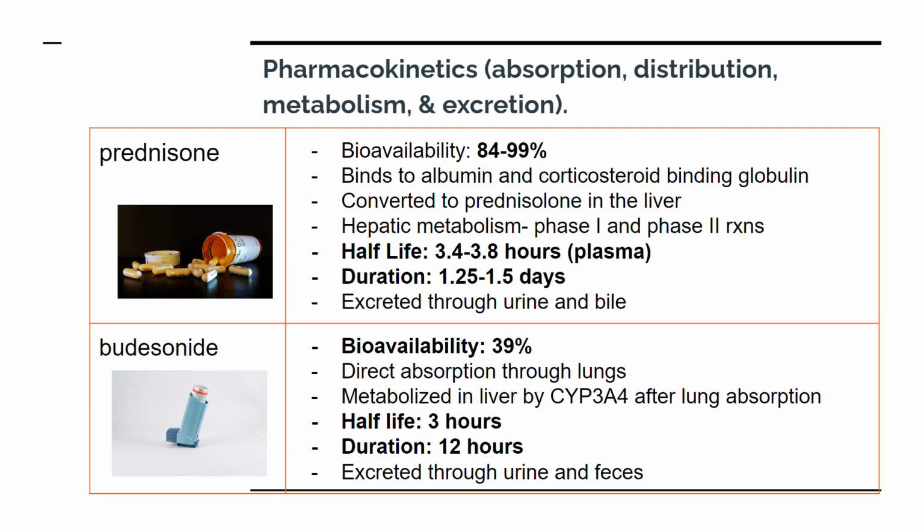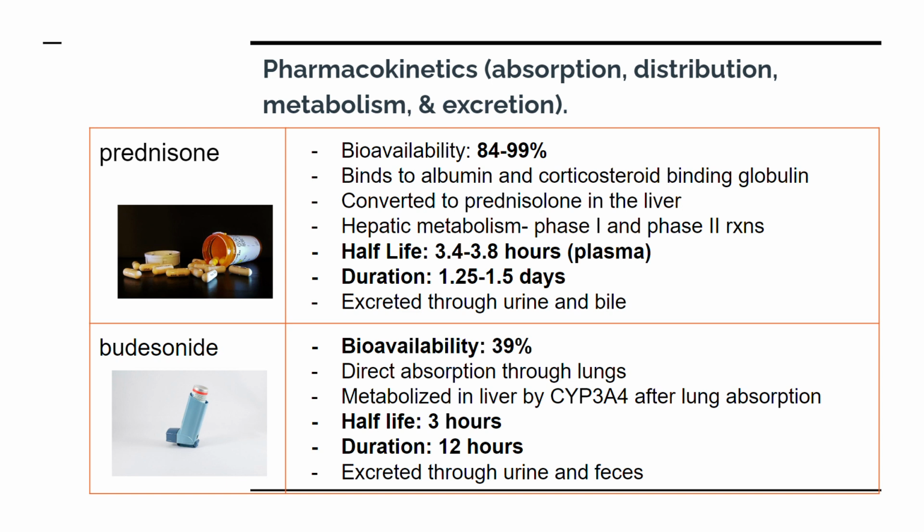Budesonide is not as well absorbed, and its availability is only 39%. It is directly absorbed through the lungs and enters the circulatory system. It is metabolized in the liver by the CYP3A4 enzyme. Its half-life is about 3 hours, and the duration is about 12 hours. It is excreted through the urine and feces.